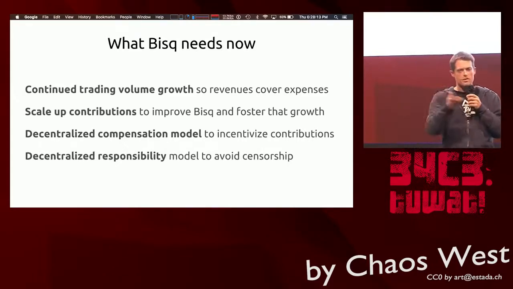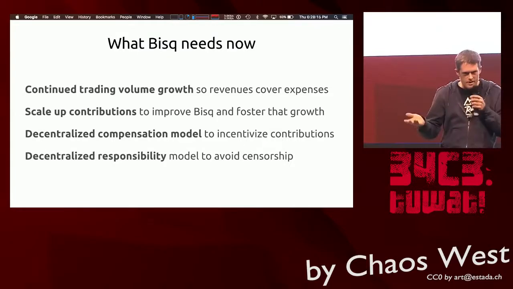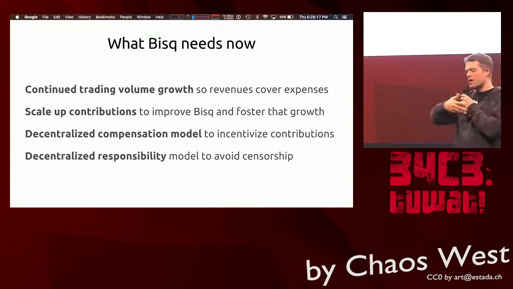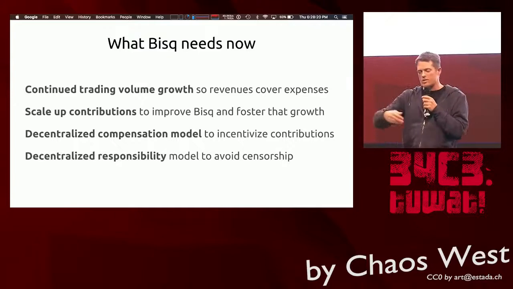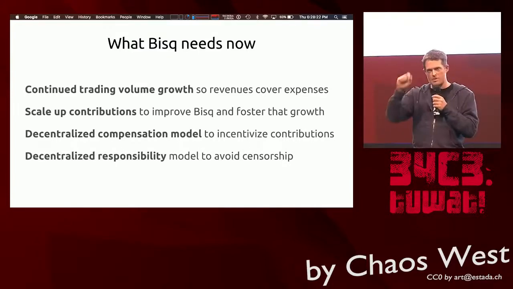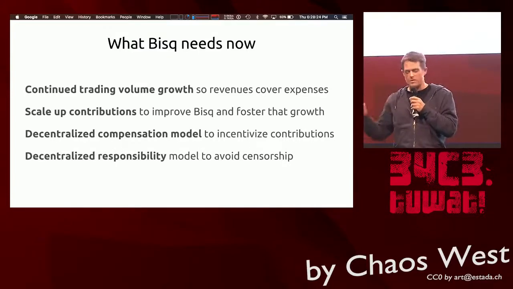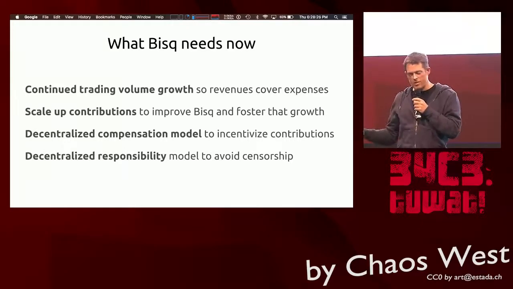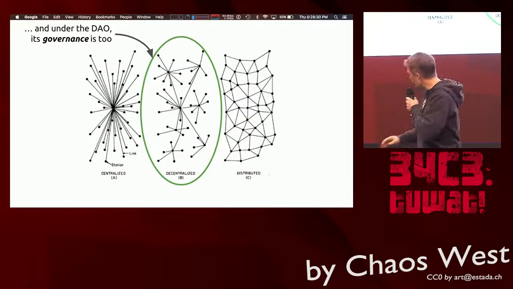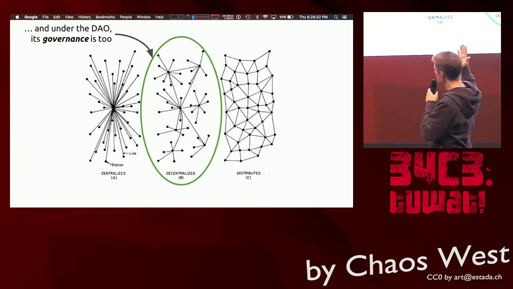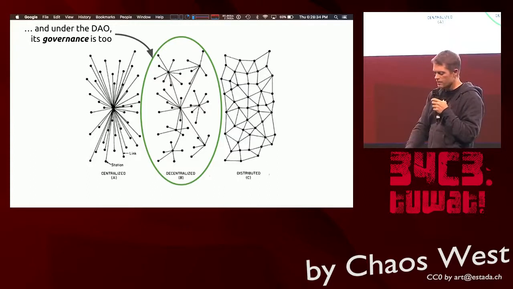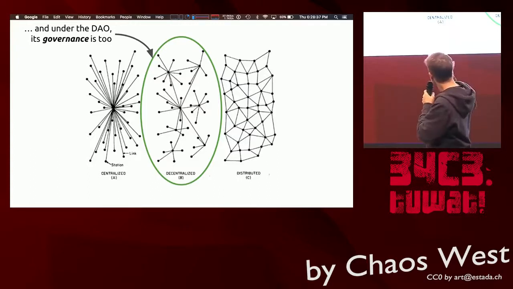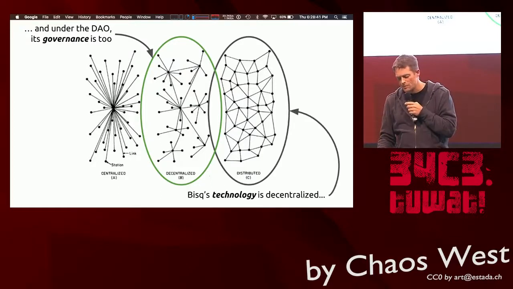If there's just one or two heads to cut off, then there's a decent risk that they will be cut off. But if there's a whole bunch of people that are responsible for all the pieces and parts of what it means to operate and administer and maintain Bisq and its network, then that's a whole lot harder to shut down. So under the DAO, which I'm going to explain in just a moment, our governance becomes decentralized too. That's the idea.